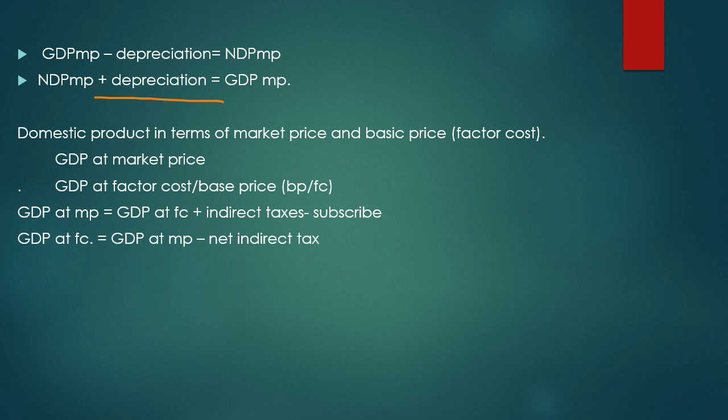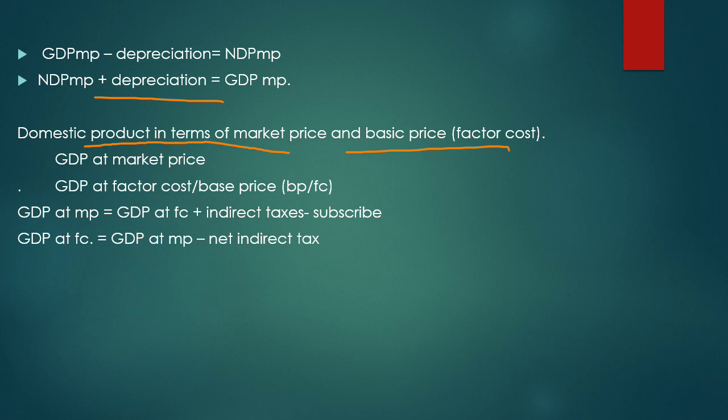Now, domestic product in terms of market price and basic price or factor cost. Basic price and factor cost are the same thing. You should not be confused between basic price and factor cost. Let me tell you what basic price is. When we talk about basic price, it is mainly about factor payments. The basic price is what you get after deducting all the factor payments. And factor cost is what you have paid. So basic price is what you get after paying the factor payments, and factor cost is what you have paid. This is the same thing.